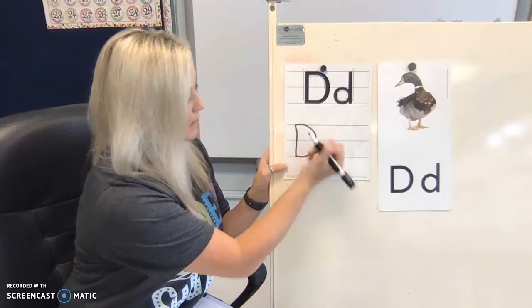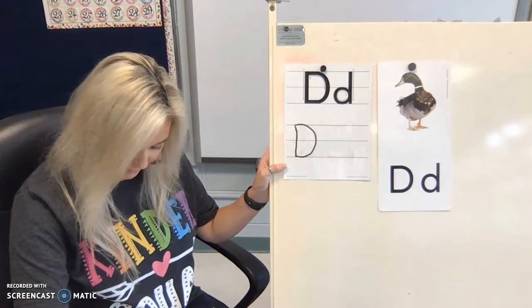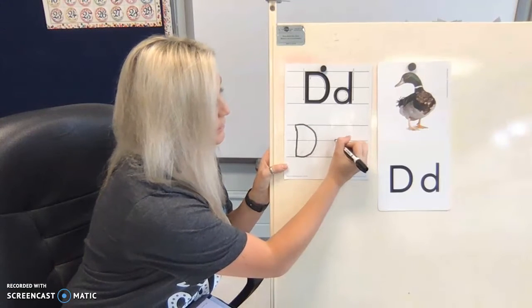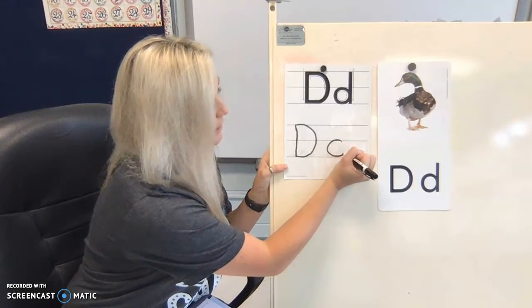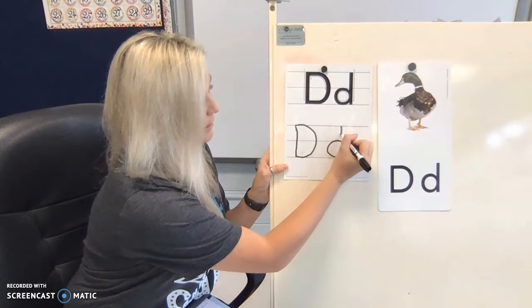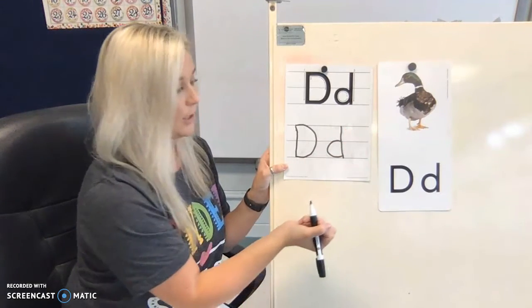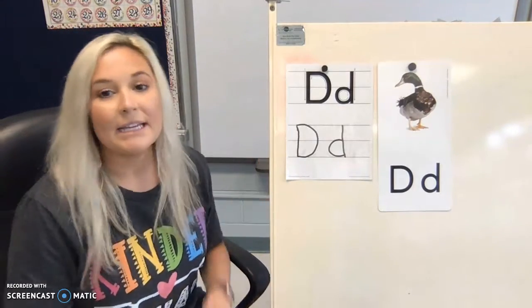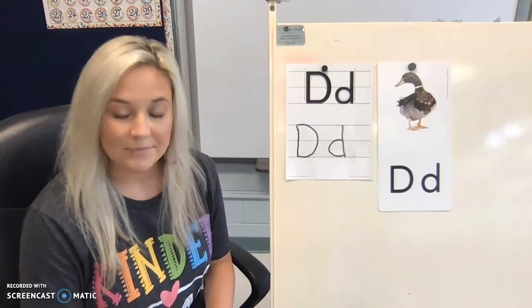Now for our lowercase d, we are going to start just below the middle, circle back, pick up our pencil, go to the top, and pull down to the bottom. That is our lowercase d. And D makes the D sound.